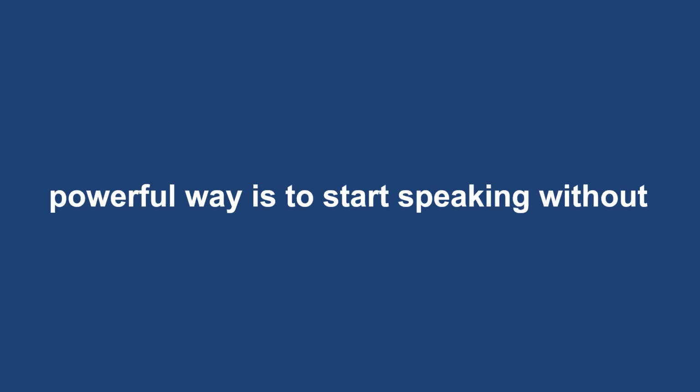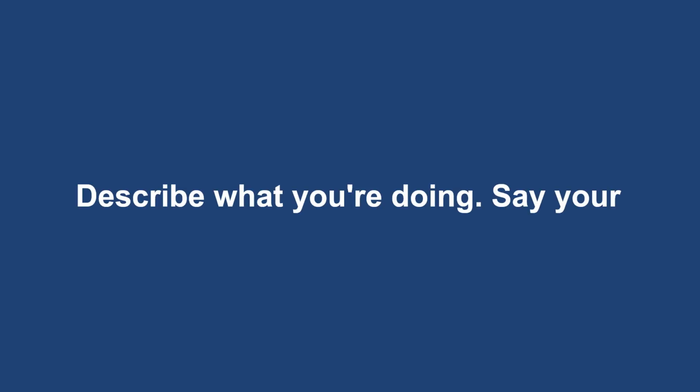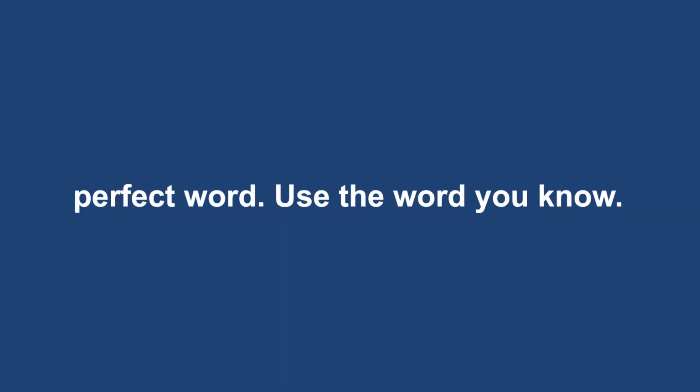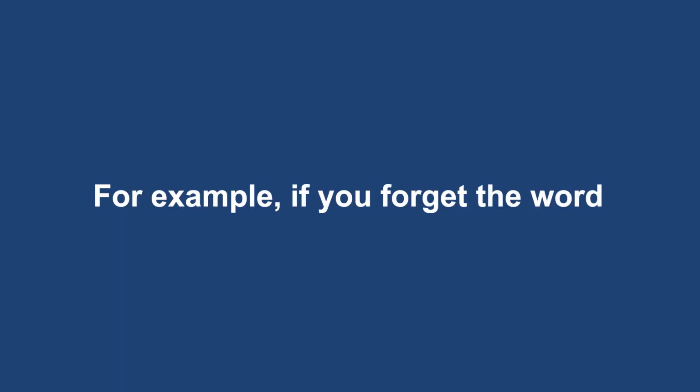The most powerful way is to start speaking without preparing. Just talk. Talk to yourself. Talk to your mirror. Describe what you're doing. Say your thoughts out loud. Don't wait for the perfect word. Use the word you know. For example, if you forget the word refrigerator, just say the cold food box. It's not correct, but it communicates something. And that's the goal. Communication, not perfection.